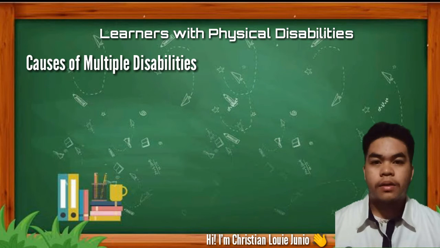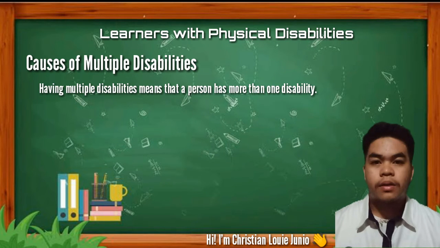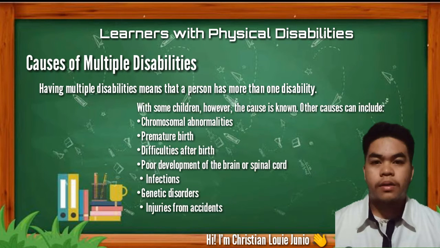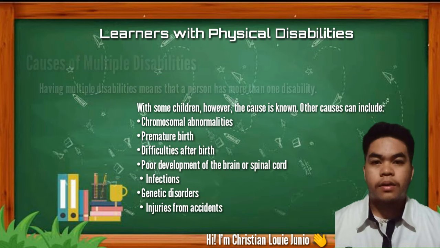Causes of multiple disabilities. Having multiple disabilities means that a person has more than one disability. With some children, however, the cause is known. Other causes can include chromosomal abnormalities, premature birth, difficulties after birth, poor development of the brain or spinal cord, infections, genetic disorders, injuries from accidents.